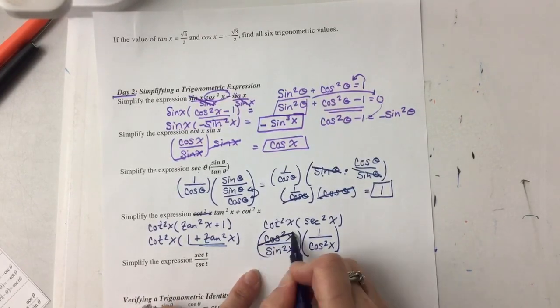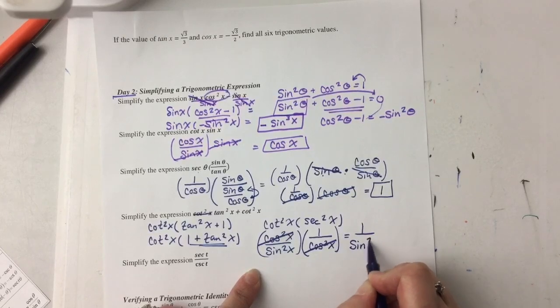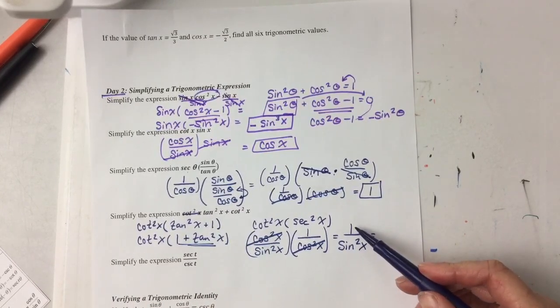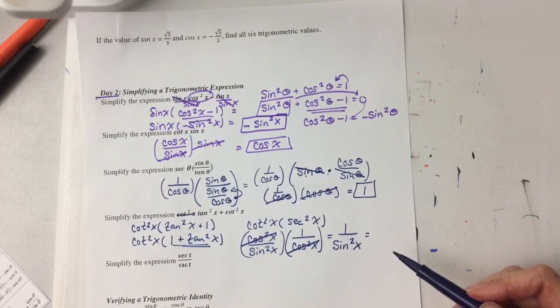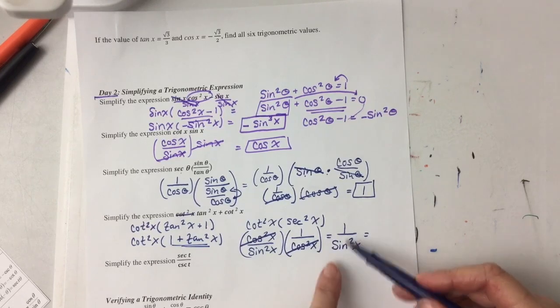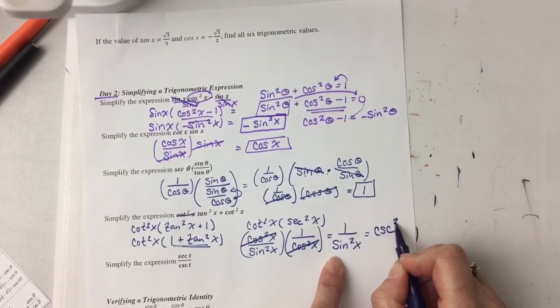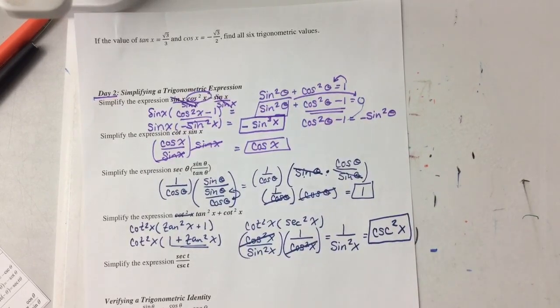Check this out. Cross cancel, cross cancel. 1 over sine squared of x. Now, you don't want to leave it like this because this means the reciprocal of the sine squared. Well, we know what the reciprocal is. The reciprocal of the sine is the cosecant. Because this is squared, our final answer is the cosecant squared of x.